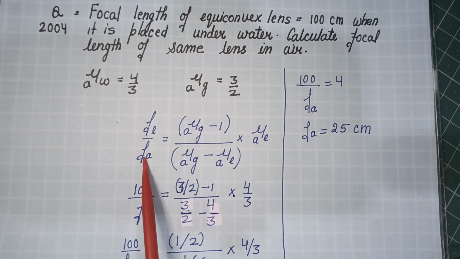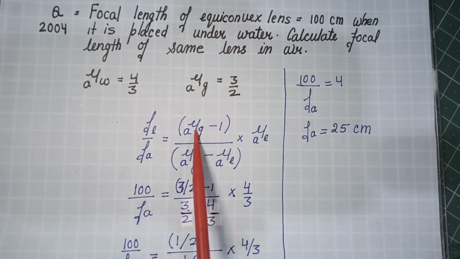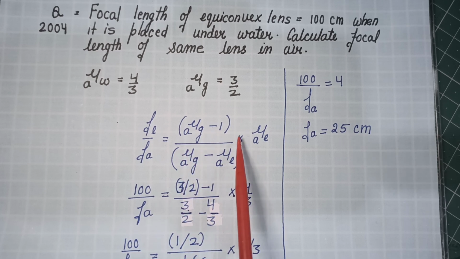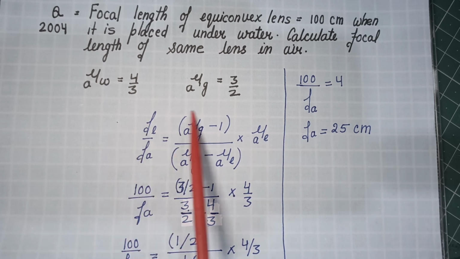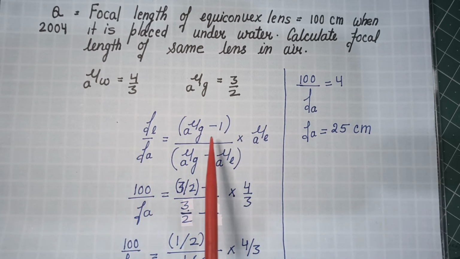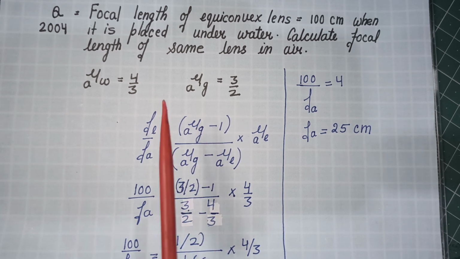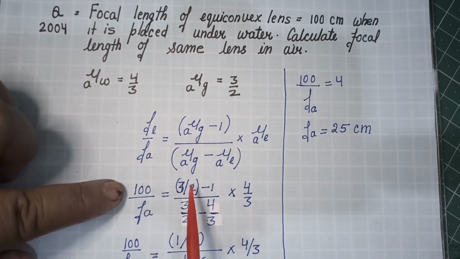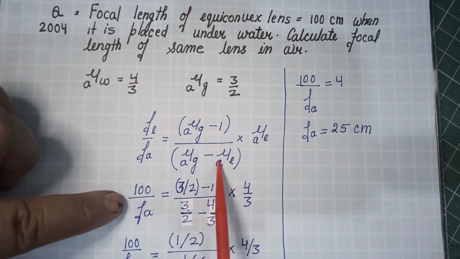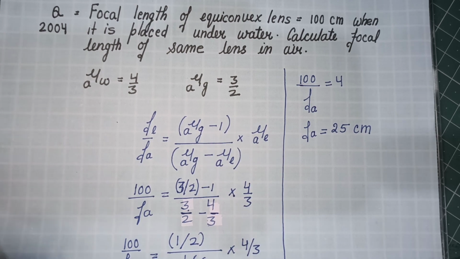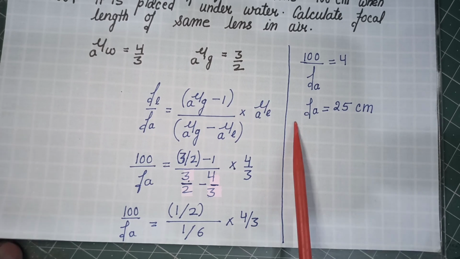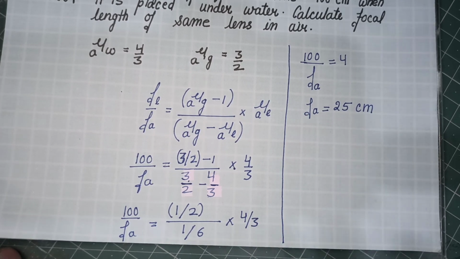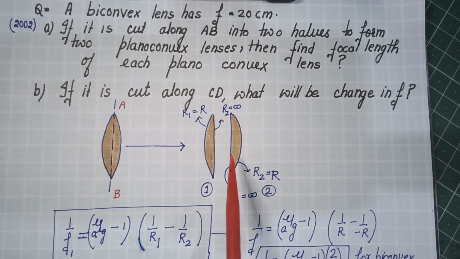Formula: focal length of lens in liquid upon focal length of lens in air equals refractive index of glass minus 1 upon refractive index of glass minus refractive index of liquid, into refractive index of liquid. We have seen and we understand that this formula is very important, and if we remember it then we can save our time. Substitute the values. The focal length of lens in liquid is 100, glass refractive index 3 by 2, liquid's refractive index 4 by 3, here also 4 by 3. Simple calculation and you will get the focal length of the lens in air as plus 25 centimeter.